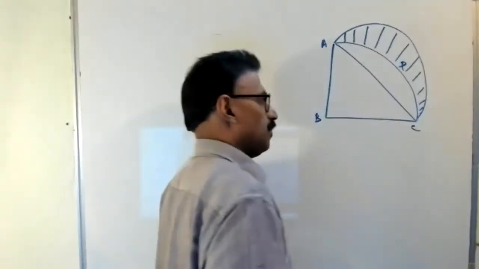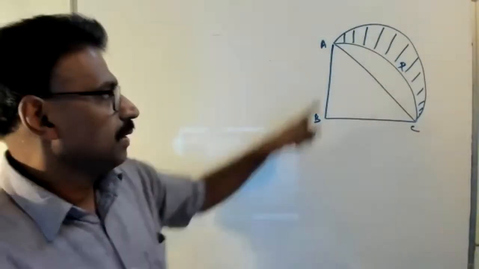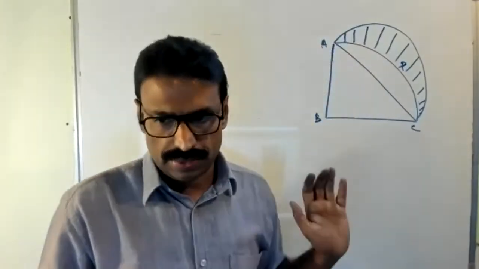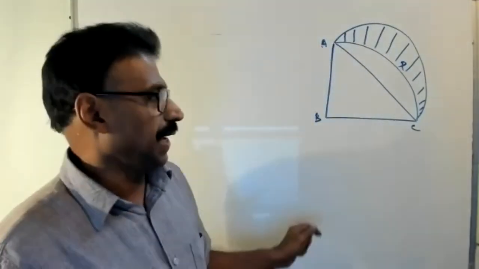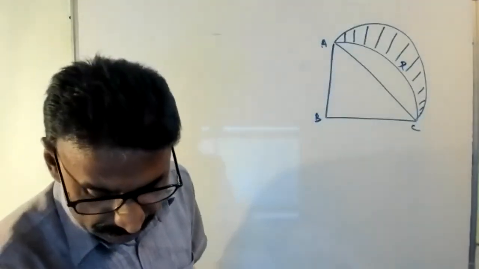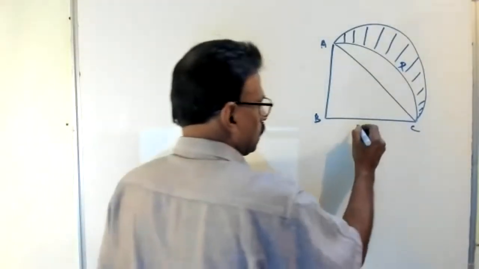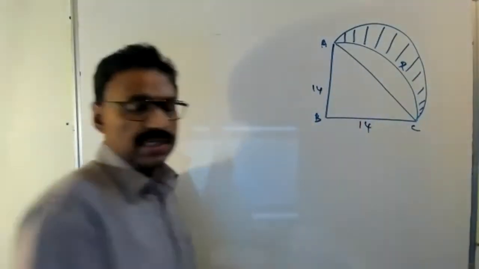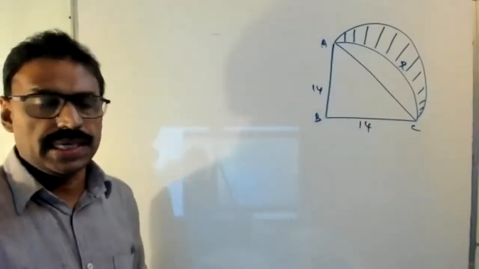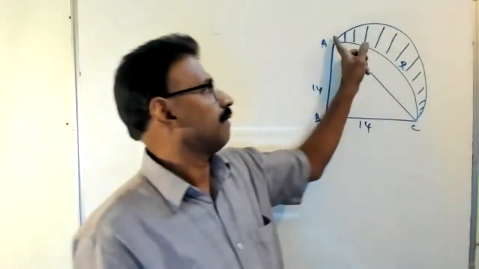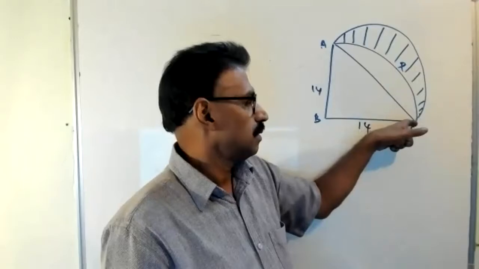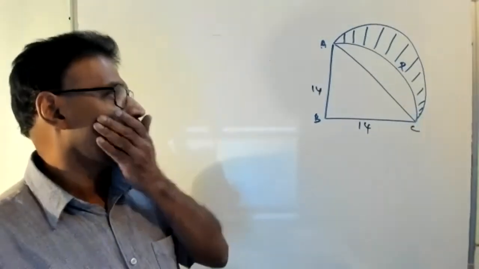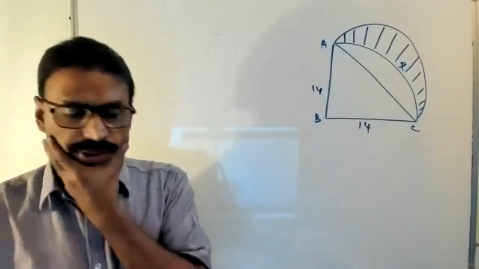Okay, this is the figure. Question again. ABCP is a quadrant, a quarter circle, with this side 14 centimeter. With AC as diameter, a semicircle is drawn like this. Then find the area of the shaded region. Okay, draw the figure.